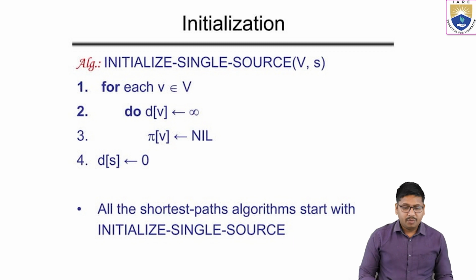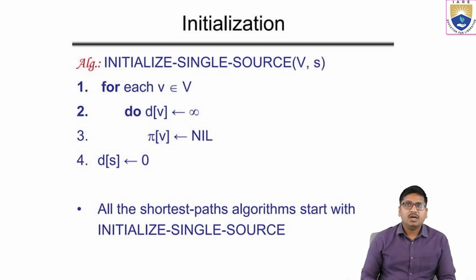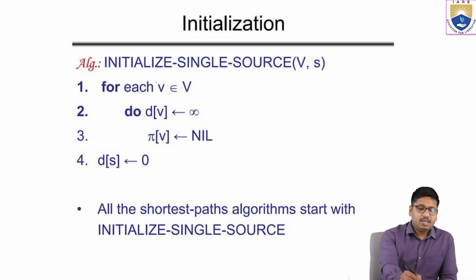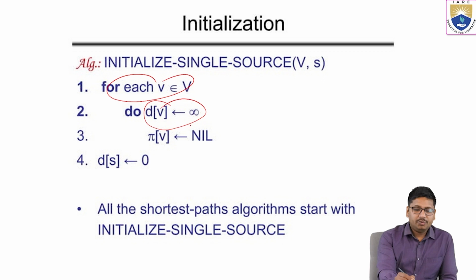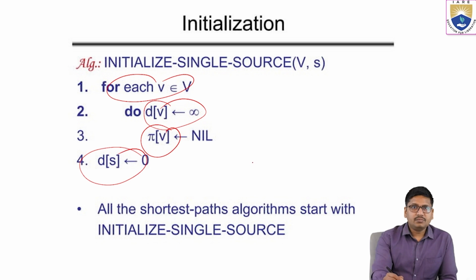How can we initialize this shortest path? For this we have to initialize a single source. For each vertex, d[V] should be infinity and π[V] should be null, and the distance of the source, the shortest path distance, should be 0.